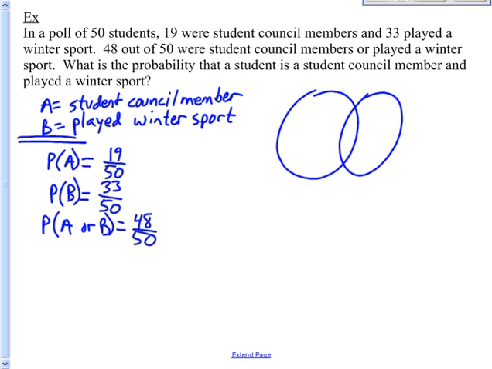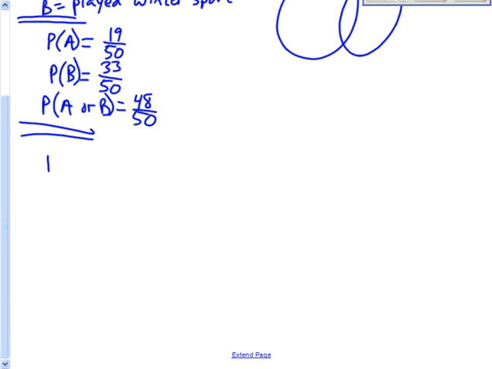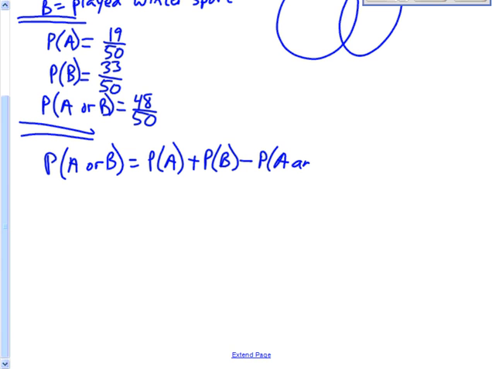So now we go to our equation here, and we're going to figure out finally what this thing is asking. What's the probability a student is a student council member and played a winter sport? Okay, since these are compound events, I have this formula. And we have the A or the B, 48 out of 50. We have student council, 19 out of 50. We have playing the winter sport, 33 out of 50.